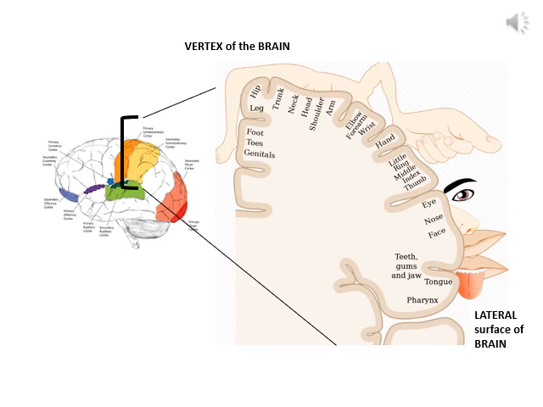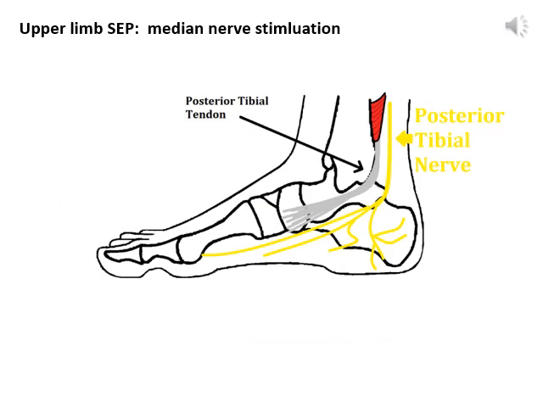Moving now to the lower limb SEP, which is obtained by stimulating the posterior tibial nerve, or PTN. The PTN innervates the intrinsic muscles of the foot along the sole of the foot. Shown in yellow in this picture, the posterior tibial nerve passes posterior and inferior to the medial malleolus, which is the bone that juts out on the inner side of the ankle, and then the posterior tibial nerve continues upward.